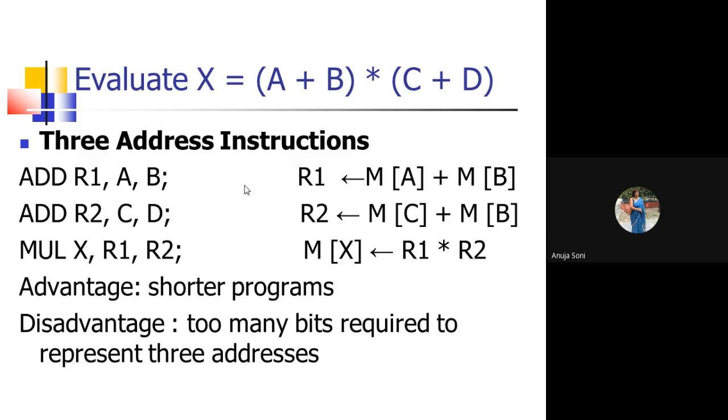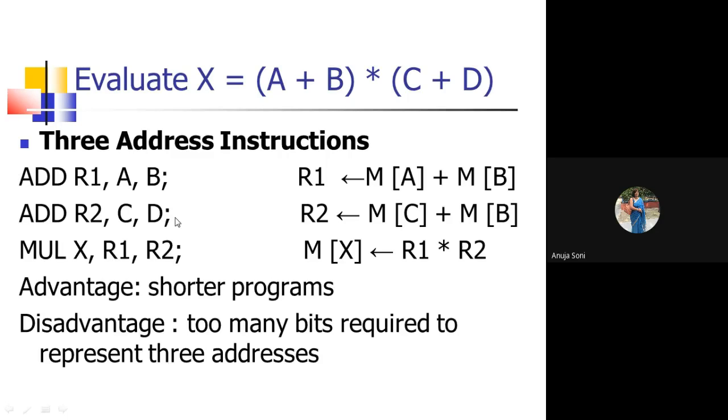Ma'am, in the second instruction, R2, C, D, here is the adding of M of C plus M of D. Here it is written M of C. Yes, very right. There is a typing mistake. In place of B, there should be D. You are very correct.